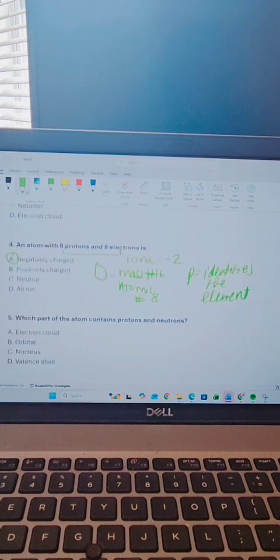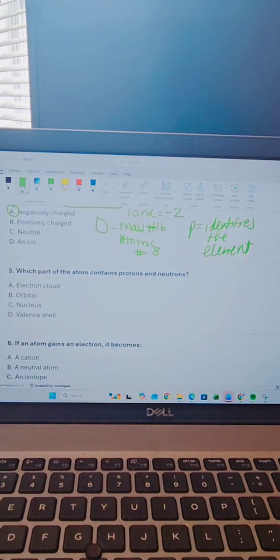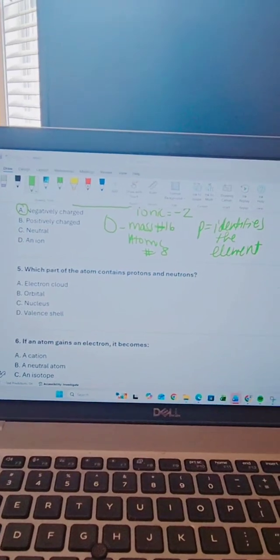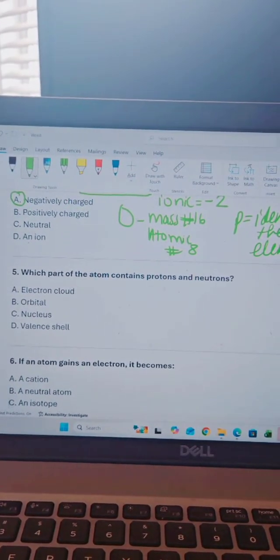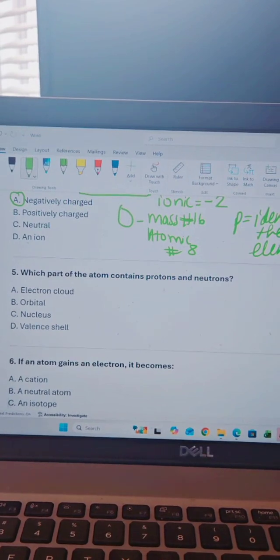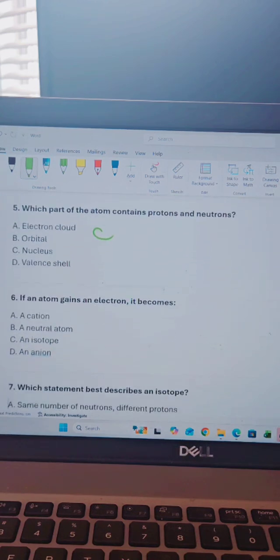All right, number 5. Which part of the atom contains protons and electrons? Y'all should get this real quick. That's right, C. We talked about that already. Correct. C is correct.